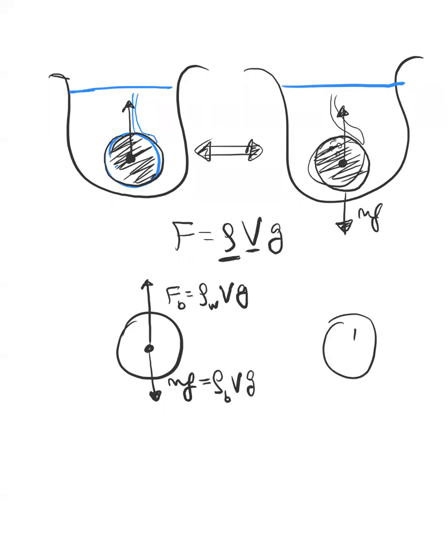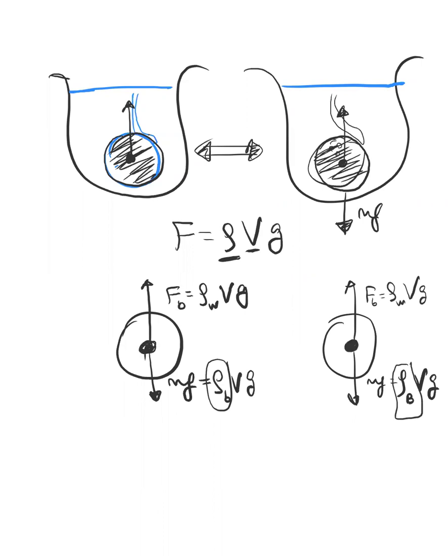Same thing for the bowling ball. So the buoyant force is the same, rho of water times volume times g. Gravity is rho of bowling ball times volume times g. So even though the buoyant force is the same, since the density of the bowling ball is higher, mg here overcomes the buoyant force, while mg here cannot overcome the buoyant force.